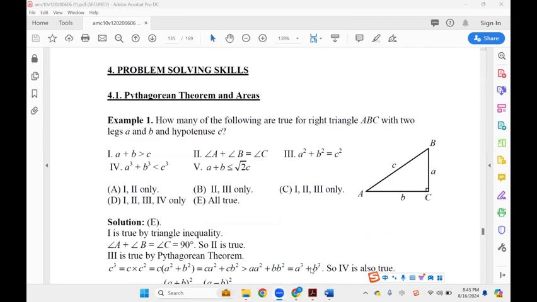Okay, let's keep going. And then read the problem. How many of the following are true for right triangle ABC with two legs, A and B? So the first one, A plus B larger than C. That's normal, right? Any triangle will fit that, no matter whether it's a 90 degree triangle or not. For any triangle with sides A, B, C, two sides added together should be larger than the third side, right?